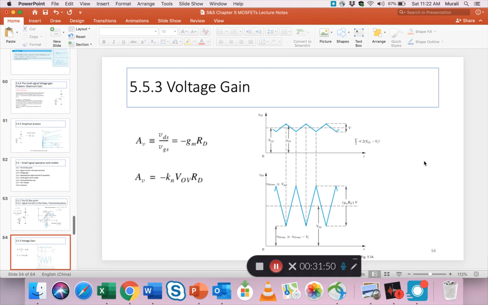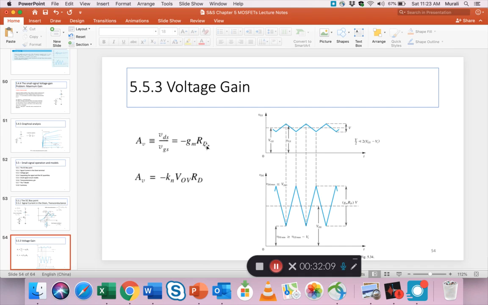I will move to slide 54 and let's see what we have here. So now the voltage gain that we previously defined, small signal gain, now we again come back to looking to see if we can improve on it and create one more relationship.